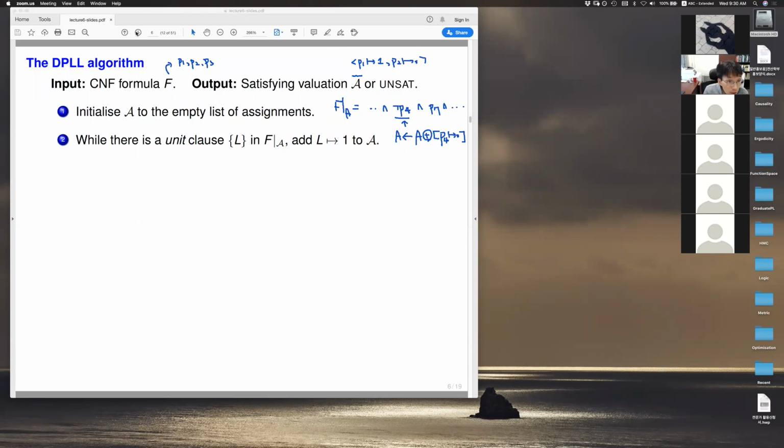Now, the next step is that once we finish this while loop, we end up with a formula, and we end up with three cases.